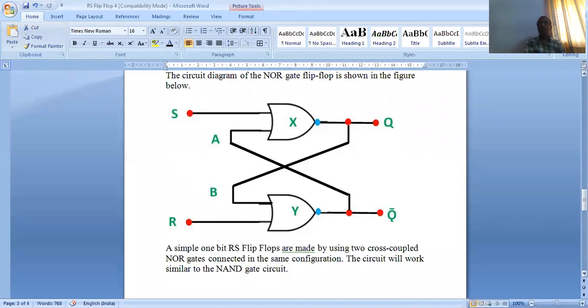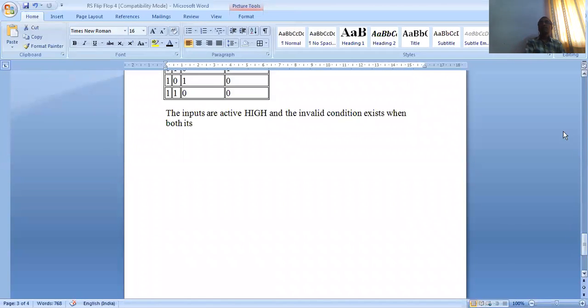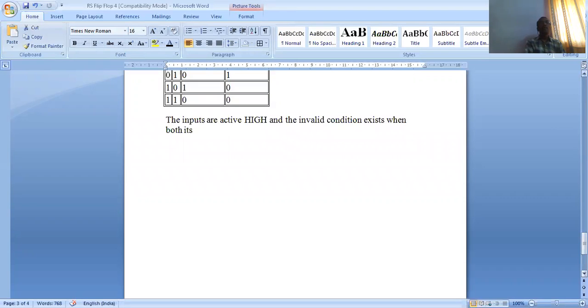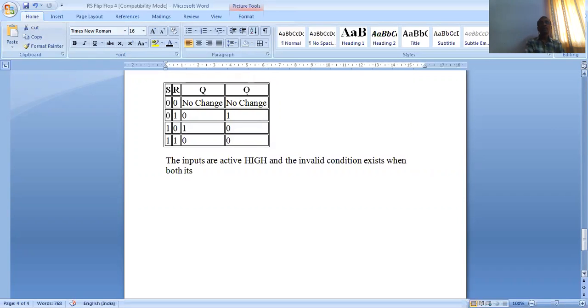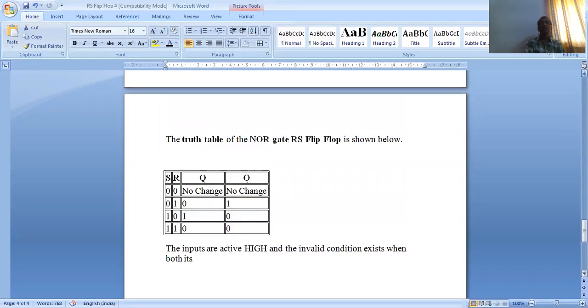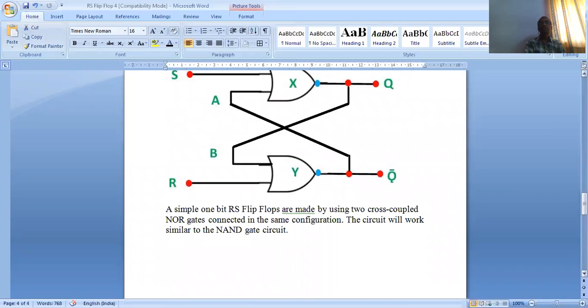Here in the truth table, when S equal to 1, R equal to 0, Q equal to 1 and Q bar equal to 0. How is it? Here R equal to 0, that means Q bar equal to 1. Then S equal to 1. This changes the output of the upper NOR gate to Q equal to 1 and Q bar equal to 0.